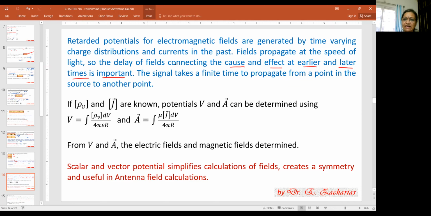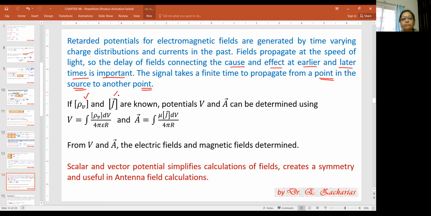The signal takes a finite time to propagate from a point in the source to another point where we are observing it. So this time lag has to be considered. That's the reason why you are considering the retarded configurations, and you're talking about these as retarded potentials.